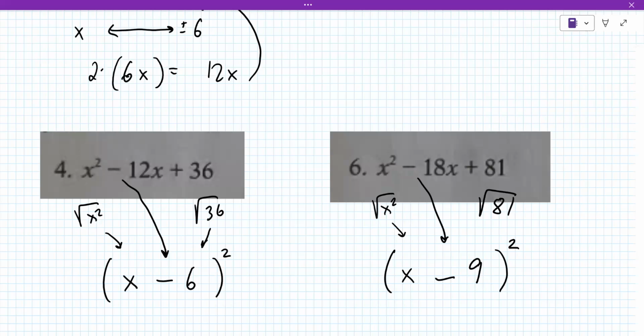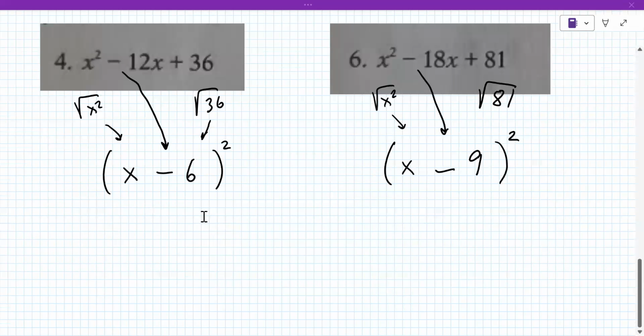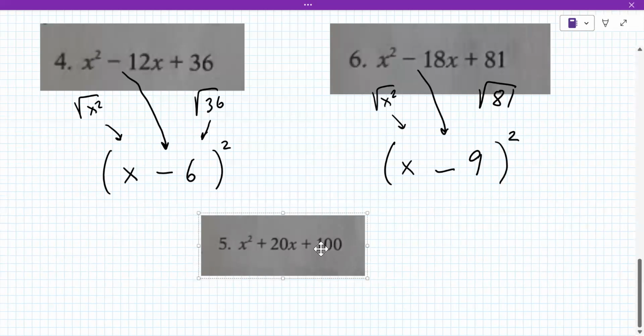All right, let's look at number 5. First one, number 6. So I'd like you to try number 5 on your own here. You have enough information from these two problems to see if you can get the right answer.